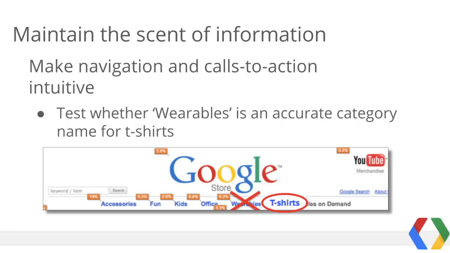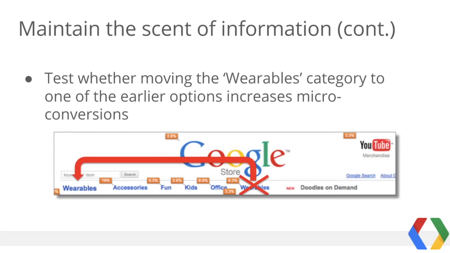Since the top query term in on-site search was shirt, that may mean that users either didn't notice or didn't associate the category wearables with t-shirts. That could signal a loss of information scent. We could test whether wearables is a helpful category name for t-shirts, and whether moving the category to one of the earlier options in the list increases micro-conversions for this task.